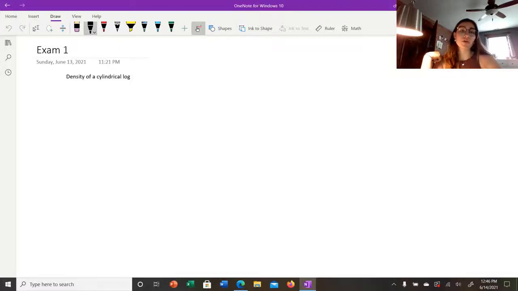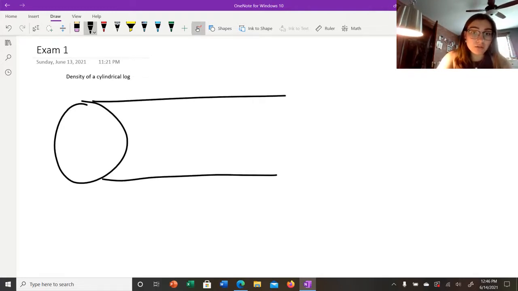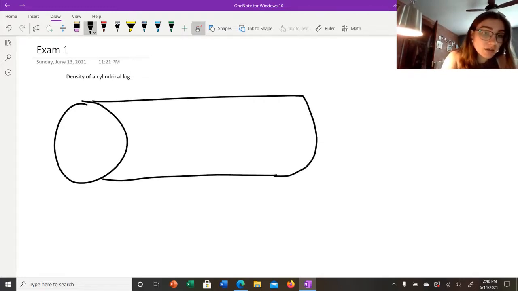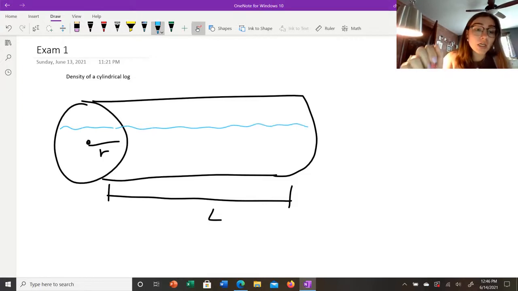Alright, in this video we are going to be finding the density of a completely cylindrical log that is floating in water. So we're going to start by drawing our log. So let's say this is our log. It has some radius, R, some length, L, and then it's floating in some water, right? So here's the water level. And everything from the top of the water to the top of the log, we're going to call H. We'll call it our height.